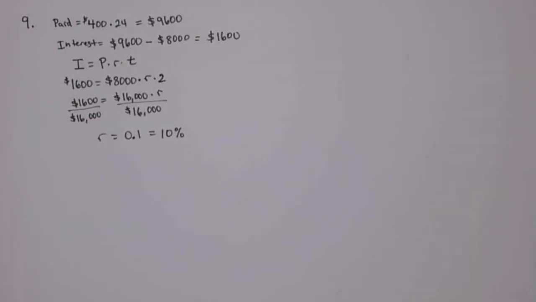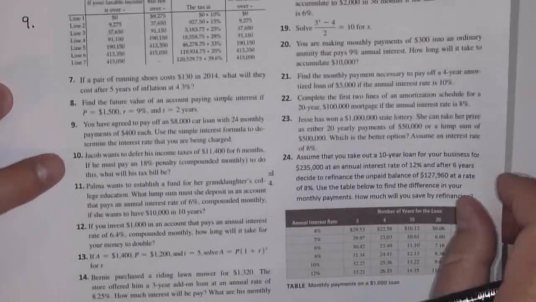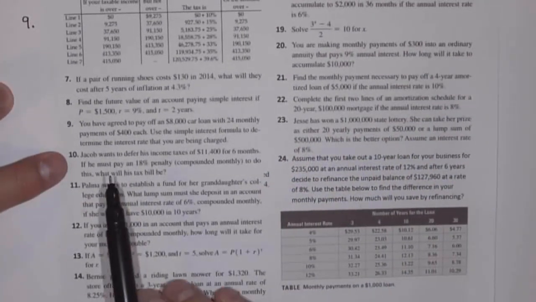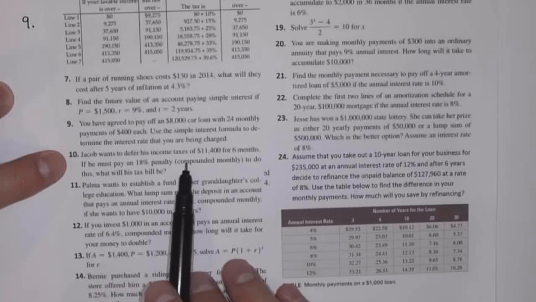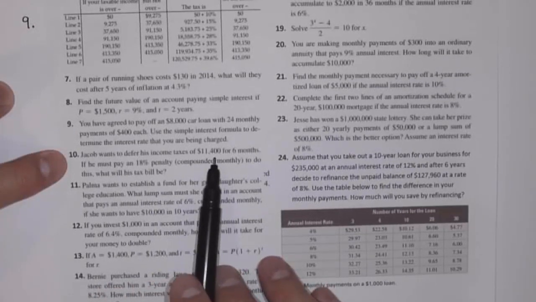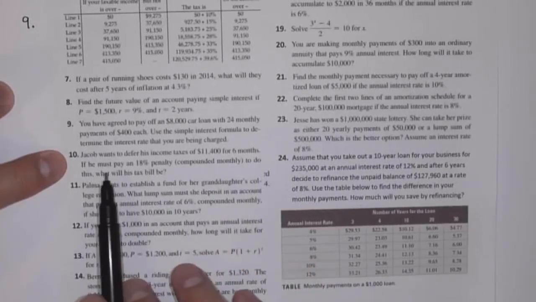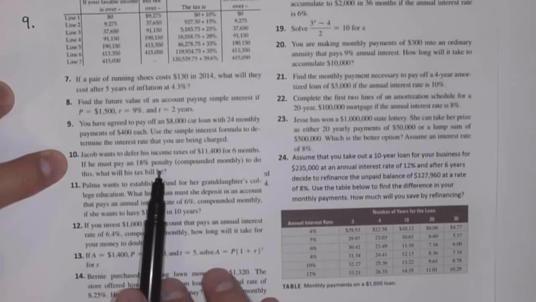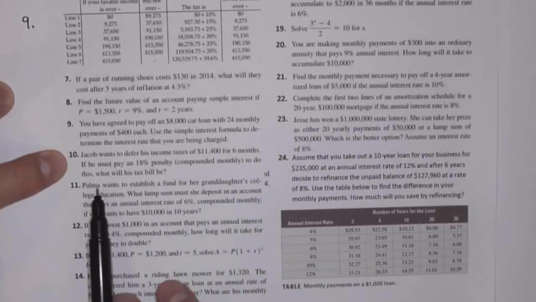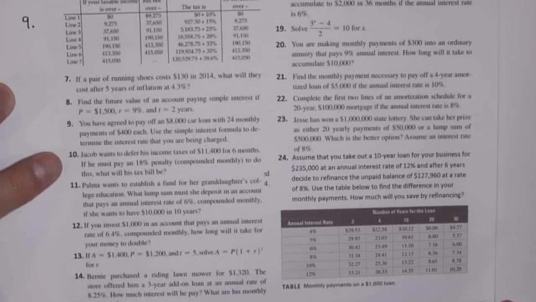Let's take a look at question 10. Jacob wants to defer his income taxes of $11,400 for 6 months. If he must pay an 18% penalty compounded monthly to do this, what will his tax bill be?